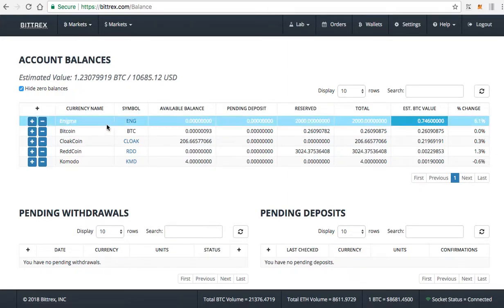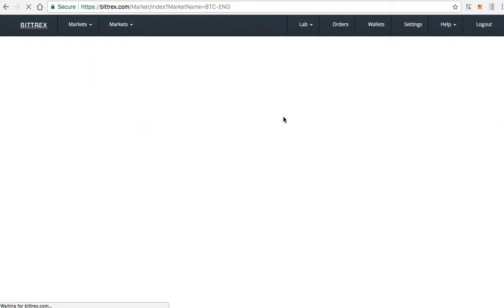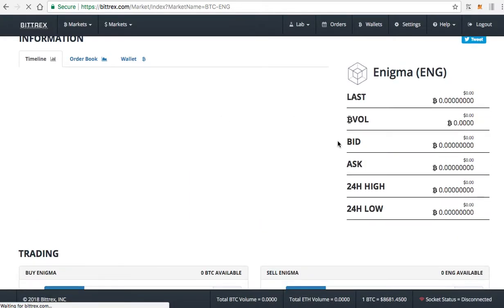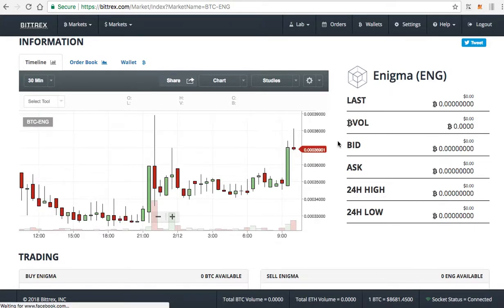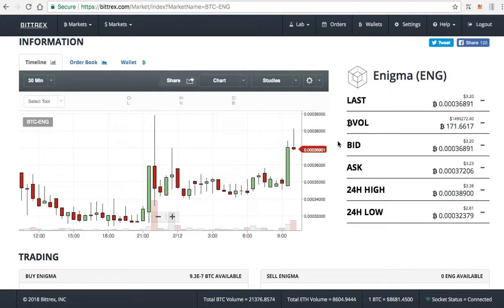The last thing I want to show you is how to set a stop loss. Okay. So for example, let's say I buy Enigma and I don't want to risk more than 10%. Okay. So to be safe, I decide to set a stop loss. Let's say I buy Enigma at this level right here, 36. Let's just round up to 36,000 Satoshi.